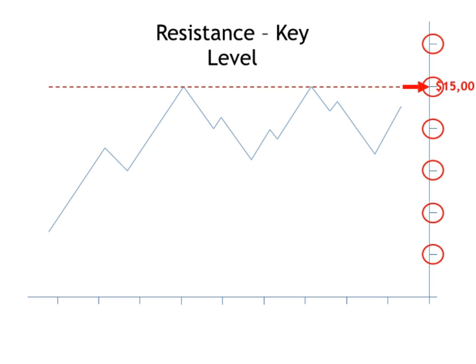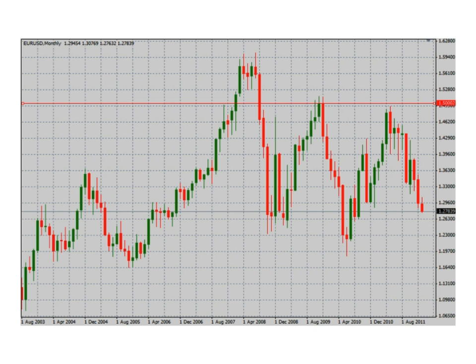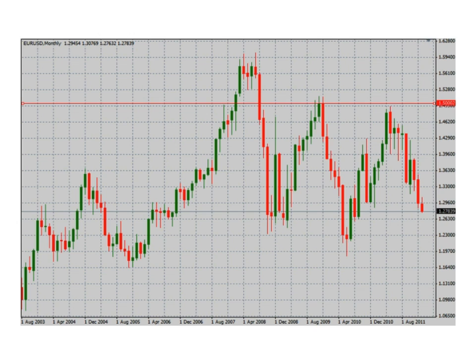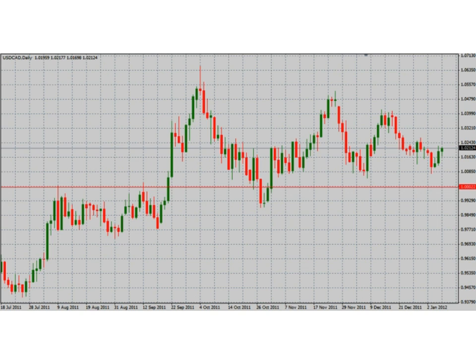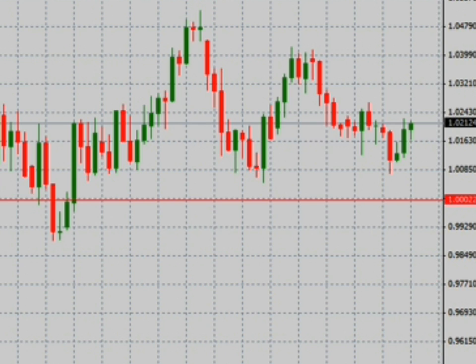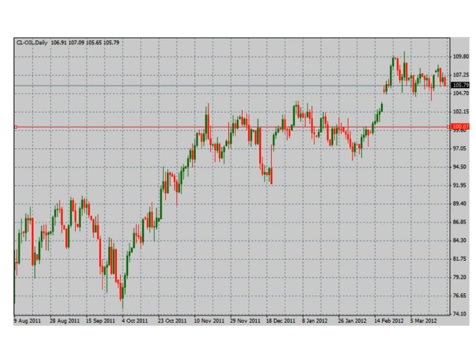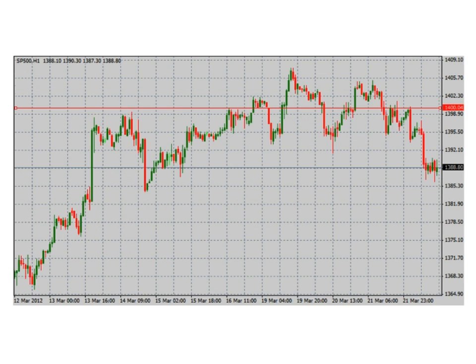For example, 1.5 is halfway between 1 and 2. This has been a significant resistance level for the euro-US dollar for many months in 2009 and 2010. When the US dollar and CAD reach parity, i.e. when the exchange rate equals 1, it is also an important level of both support or resistance. More recently, we see a few additional examples. Gold at $1,700 an ounce, oil at $100 per barrel, and the S&P 500 at $1,400.